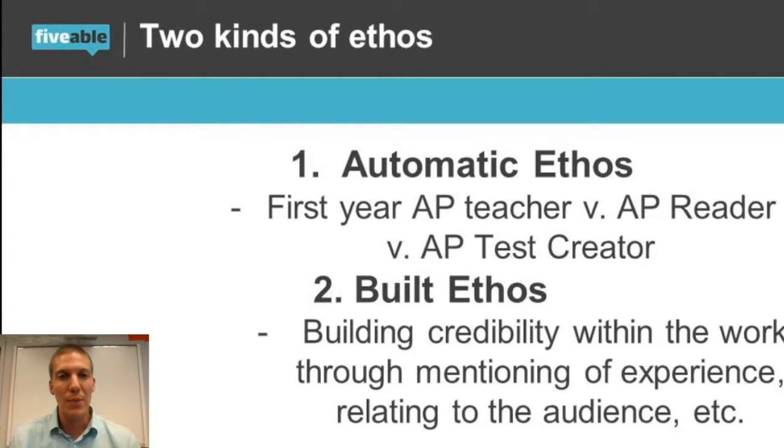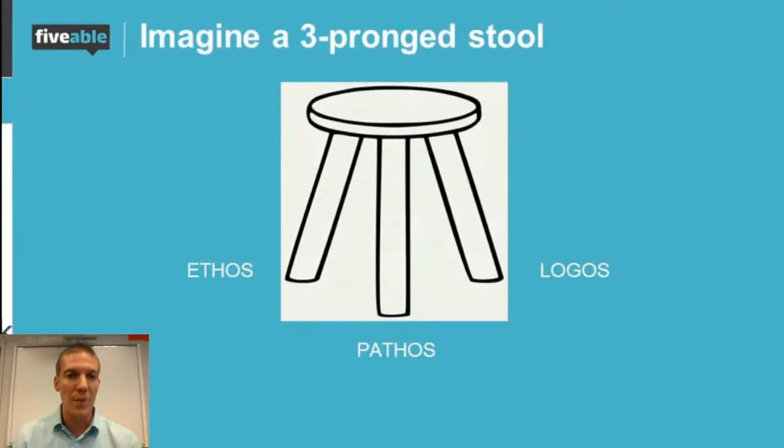The way that most people build ethos as writers is by building it. So that's our second type of ethos, building credibility within the work through mentioning of experience, relating to the audience, addressing counterargument, etc. So with all of that in mind, pathos is looking at your emotions or your audience's emotions and how they would look at the subject and how they would emotionally respond to your argument. And lastly, logos, how are you logically building an argument? Think of it as a three-pronged stool. What that means is that every solid argument has ethos, pathos, and logos working together to effectively communicate the purpose.